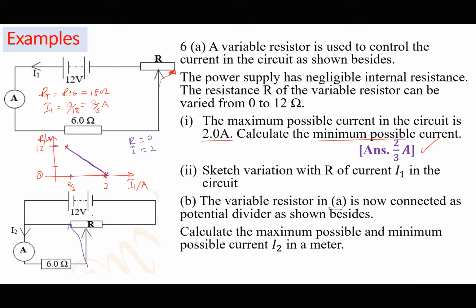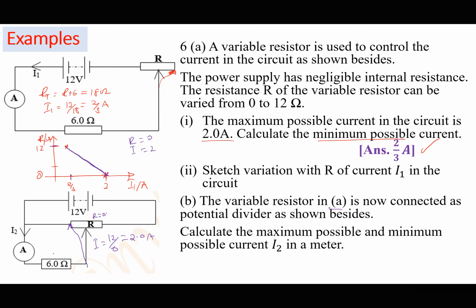It means we have made R equal to 0, and when R equals 0, the PD across R is 0. It means all the 12 volts is going to be the PD across 6 ohms. That is a short circuit. So 12 volts is the PD across 6 ohms, since there is no PD across R, because we have created a short circuit. Therefore, the current through 6 ohms is going to be 12 divided by 6, which is 2.0 amperes. Then that is going to be the maximum possible current. Then, of course, the minimum current is going to be equal to 0.